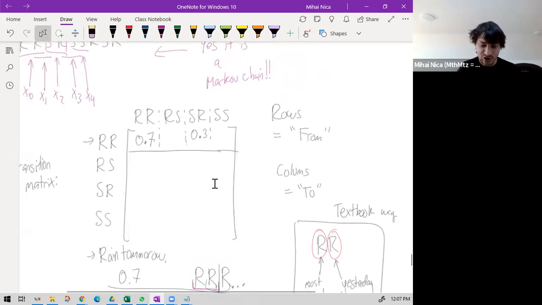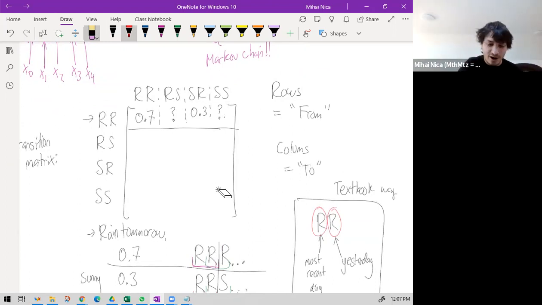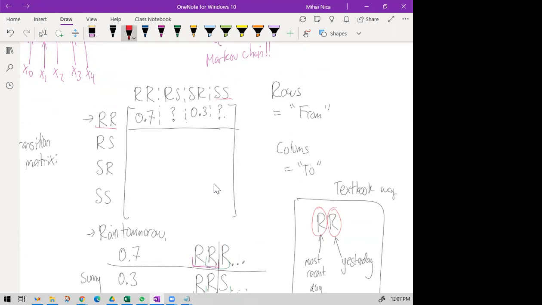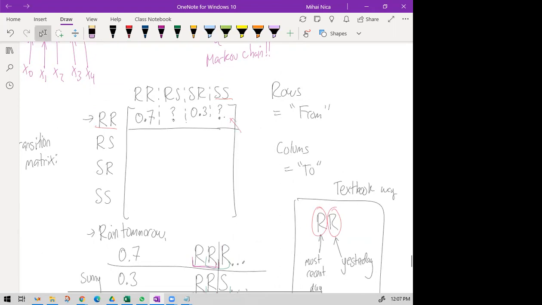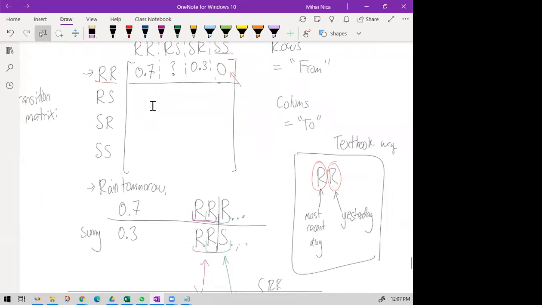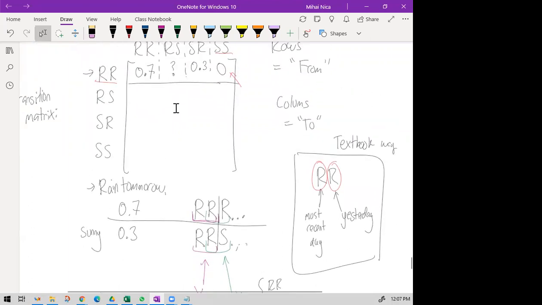There's a question. I have 2 numbers, but 4 slots. What goes into these other slots? So what is the probability to go from RR to SS? What is that probability? Someone yelled it out. Say it again. 0. Why is it 0? Because it was rainy for the past 2 days. Whether it rains tomorrow or is sunny tomorrow, there's no possible way that you can have 2 sunny days in a row. That's exactly right.